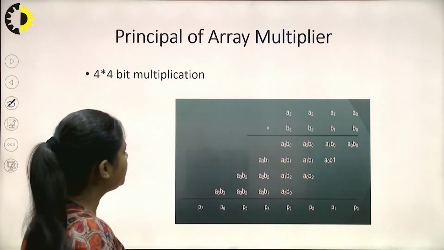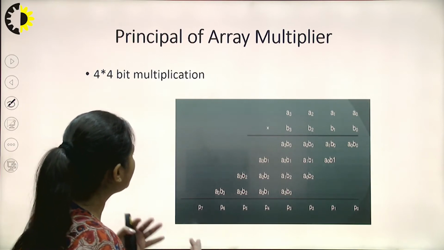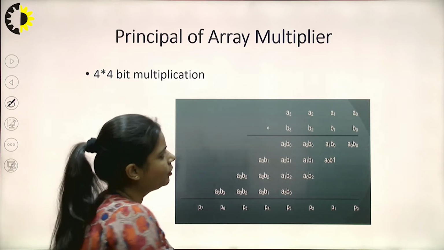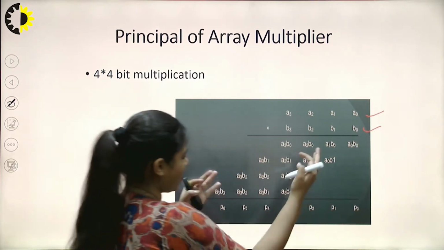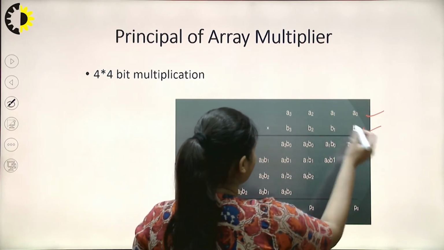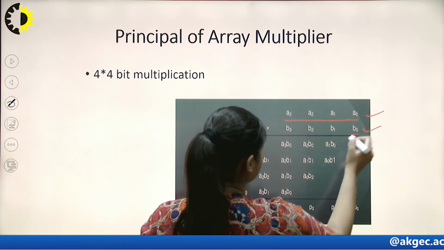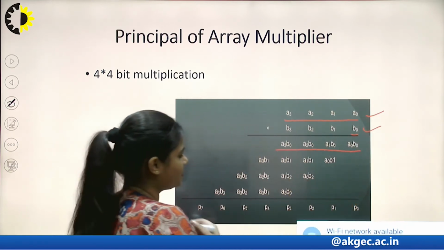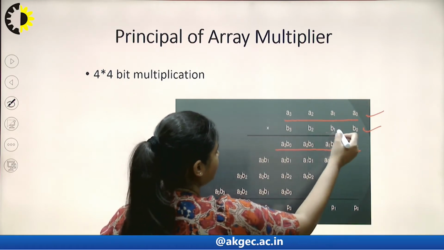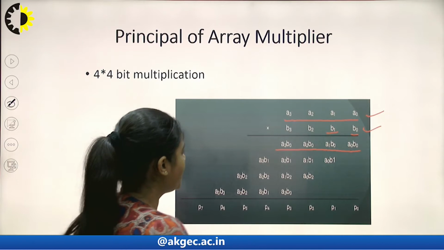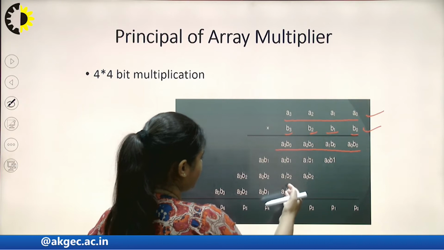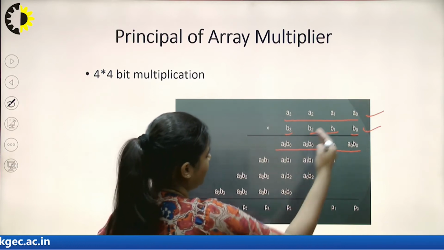Here you can see the principle of the array multiplier. What is the main basic principle? Whenever we multiply two numbers, we can have the output in this kind of form. The combination of these digits multiplied by this gives this partial output as we have seen earlier, and the combination of these digits we again multiply with b1, and all the digits will be multiplied by b2 and b3. We will write all in this kind of sequence, and we will add all these steps.